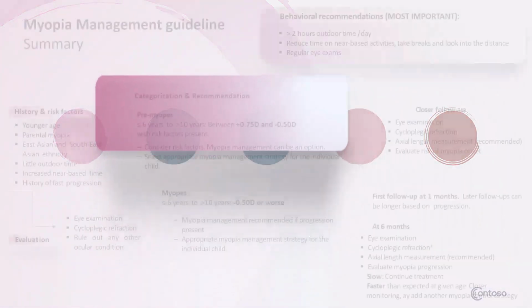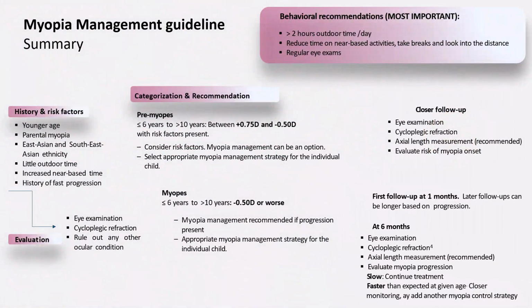So this is the final sheet of the myopia management guideline. This is the summary of what we talked about in this particular talk. History. You have to look at the history. Younger age, parental myopia, age, ethnicity. I can take a screenshot of this and post it in the group once we have finished, and we can discuss this particular slide in our Zoom meeting, apart from discussing other things also.